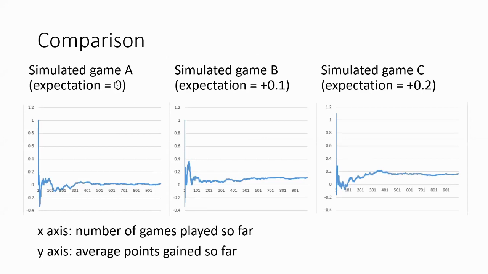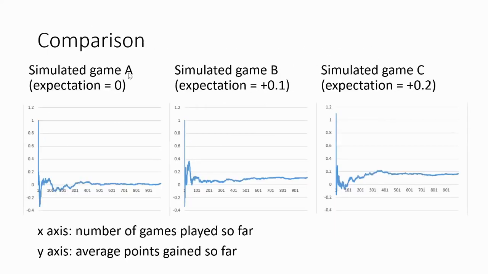We can use a computer to simulate the outcome of playing game A, game B, and game C for a large number of rounds. Here I simulated the result for a total of 1,000 games. For game A, you should be able to see that the long run average point that you will gain is roughly 0. For game B, the long run average gain is roughly 0.1, while for game C it is roughly 0.2. The 0, 0.1, and 0.2 is no coincidence.